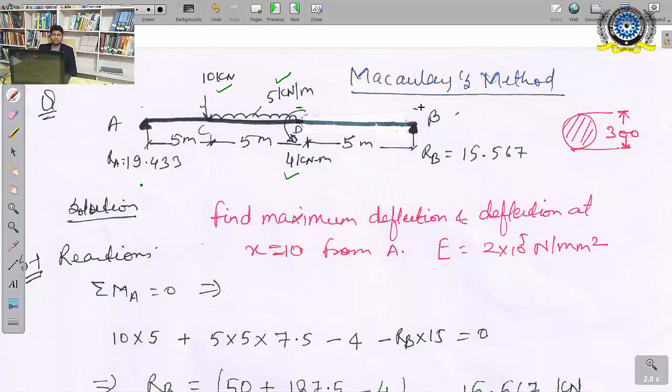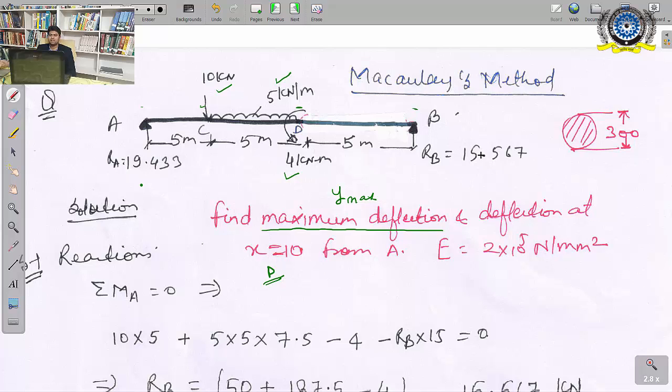So in this numerical, what is required? The span is given, the loads are given, and we need to find out the maximum deflection. We need to find out the maximum deflection y max in this beam and the deflection at x equal to 10, that is point D. At these two points, I need to find out the deflections.